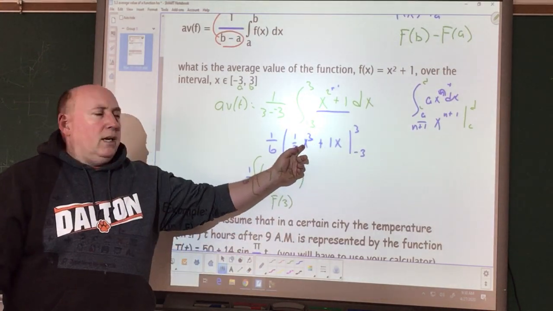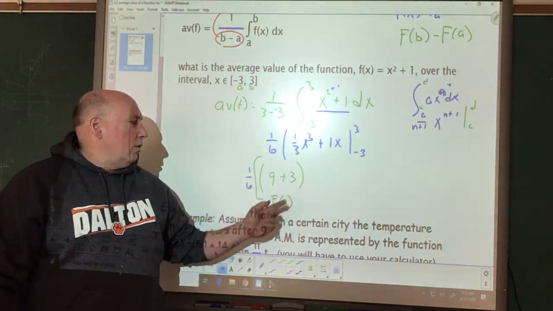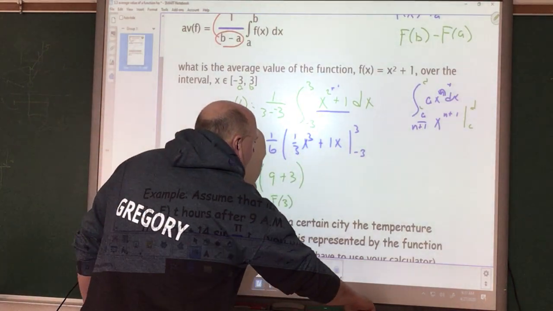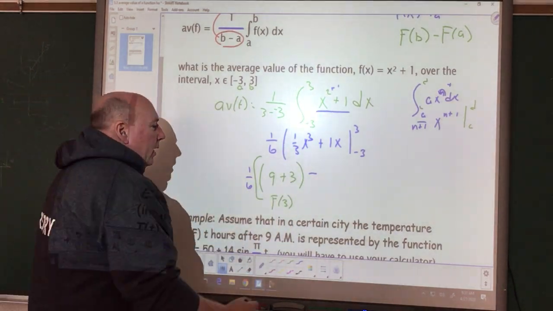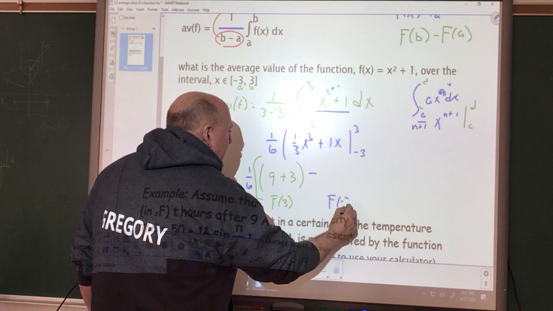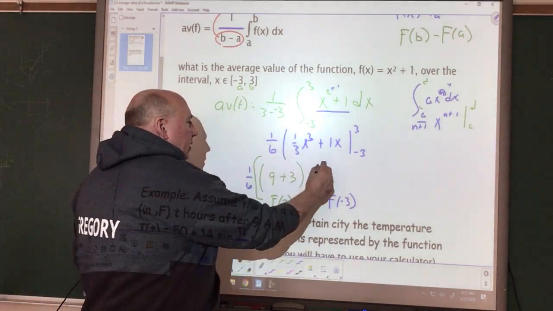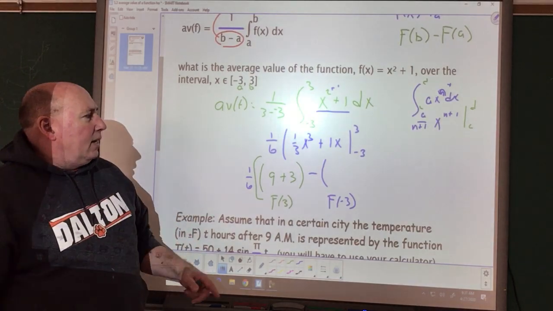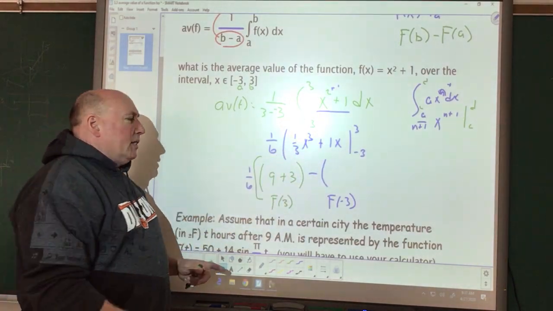3 cubed is 27, times 1/3 is 9, 1 times 3 is 3. And then subtract off the evaluation at -3. So we have to evaluate at -3. So we have -27. Once again, really have to watch our negatives here. -27 divided by 3, which is -9.